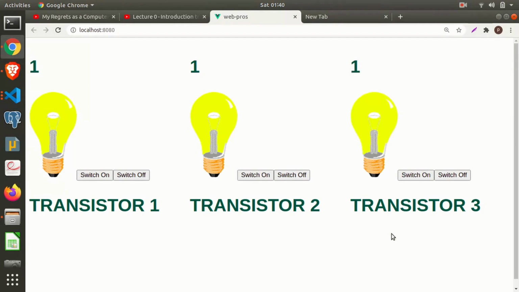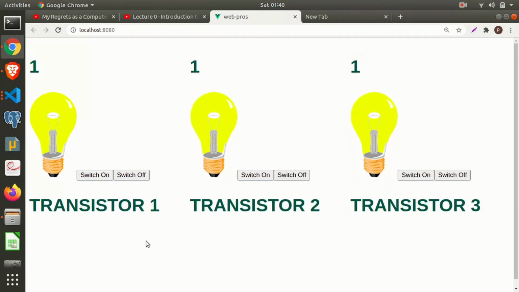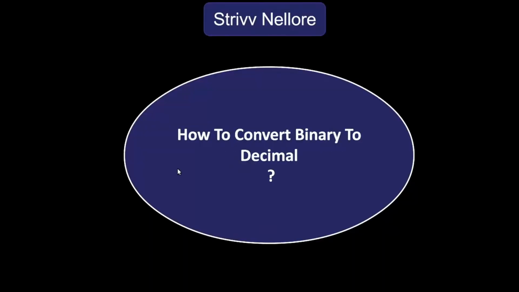Now how many values can we represent? There are 3 transistors, so the number of values we can represent is 2 to the power of 3, which is 2 into 2 into 2. 2 2s are 4, 4 2s are 8. We can represent up to 8 values.